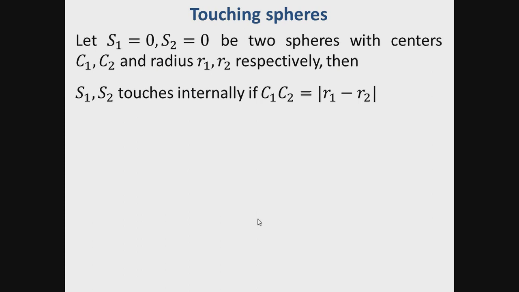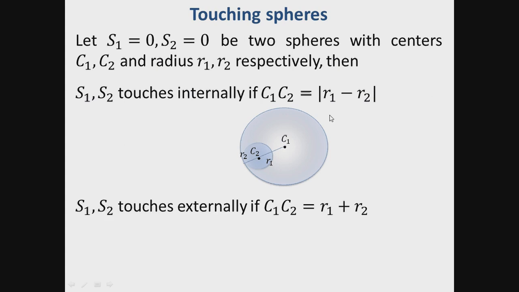The next concept, touching spheres. Suppose we have two spheres S1 and S2 with radii R1 and R2 and centers C1 and C2. Then S1 and S2 touch internally if the distance between the centers is equal to the difference between their radii, and S1 and S2 touch externally if the distance between their centers is equal to the sum of the radii.